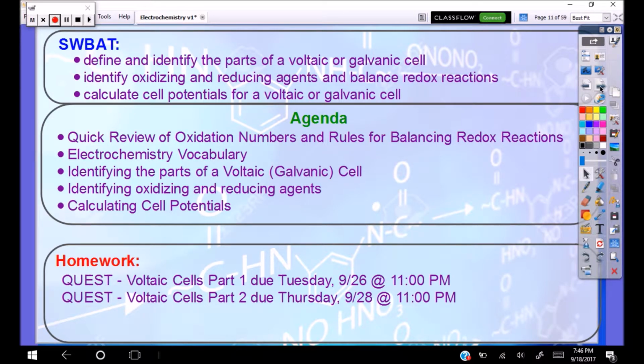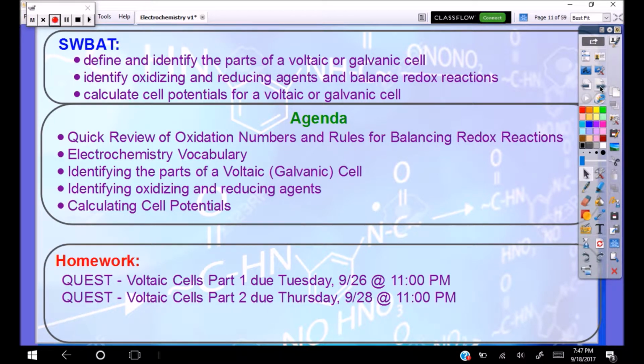Today we'll be able to define and identify parts of a voltaic, or you may hear me refer to it as a galvanic cell. Both words are interchangeable in this case. We're going to identify oxidizing and reducing agents and balance redox reactions. With the balancing redox reactions, you got a good chunk of that in your summer assignment. So I'm going to go fairly quickly through that today when we do the examples.